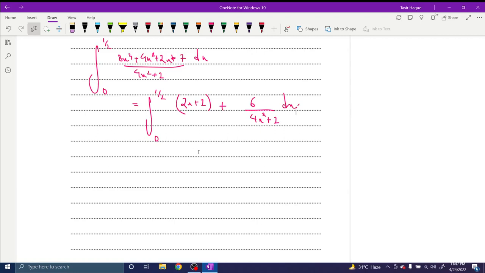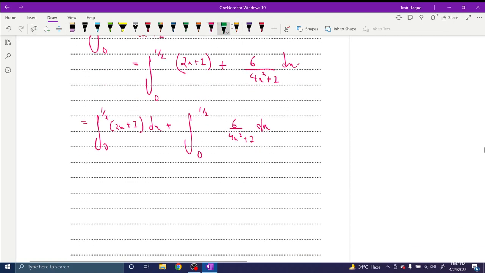Now let's integrate this. How? We can break it down to two parts: integral from 0 to half of twice x plus 1 dx, plus integral from 0 to half of 6 divided by 4x squared plus 1. I'm going to teach you two ways to do this. So the first one being, let's do it this way. Integral from 0 to half of twice x plus 1 dx plus, we can take 6 out, right? And we can write this as 1 divided by twice x whole square plus 1.